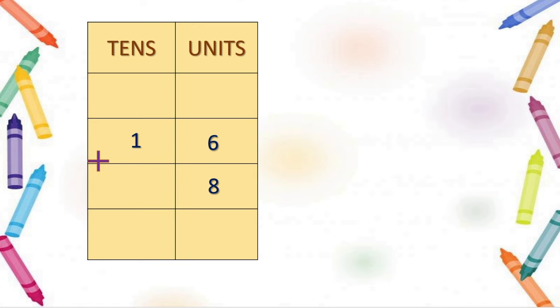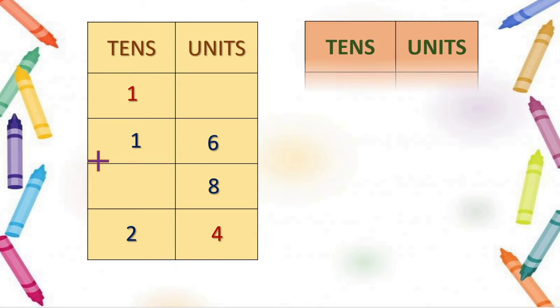6, then 7, 8, 9, 10, 11, 12, 13, 14. Isn't it? So 14, let us write first here. And 1 is carried over to the tens place, and here we got 1 plus 1, and here 0. 1 plus 1 how much? 2, isn't it? Our answer is 24. 2 tens, 4 units. Got this, children? Okay, next one.